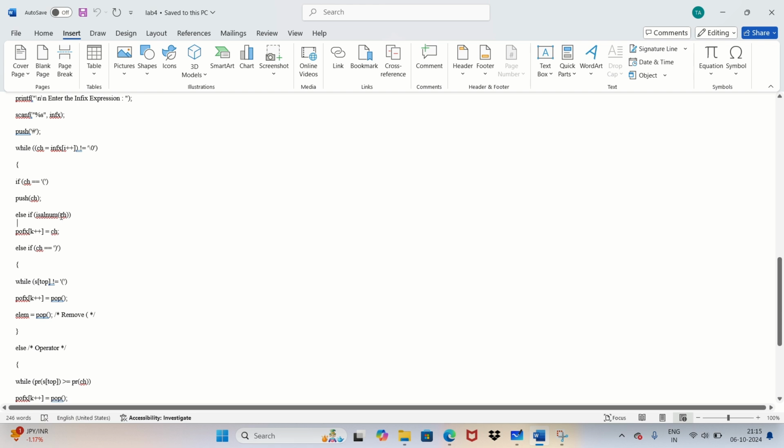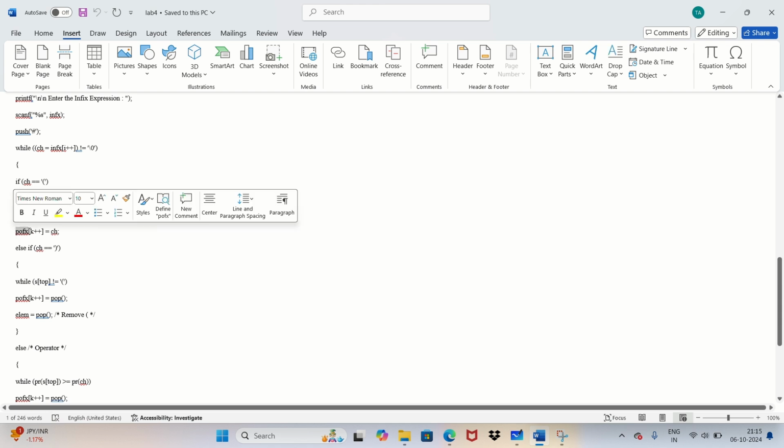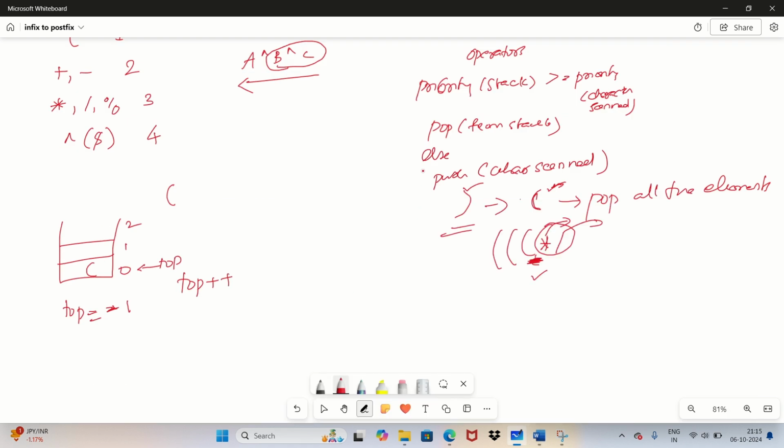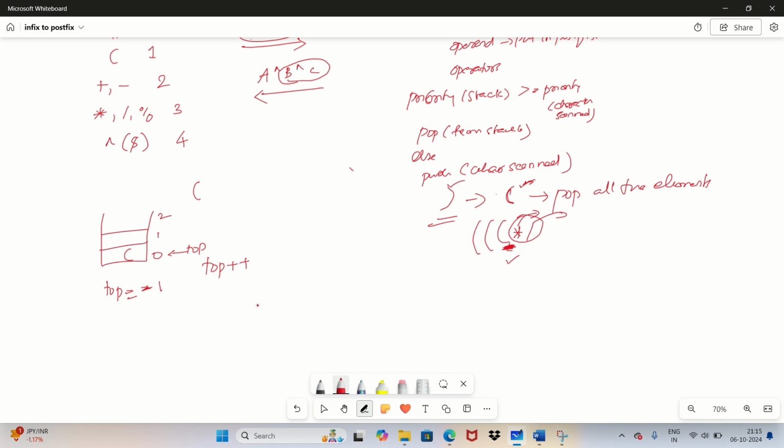Now imagine the case was alphanumeric, that means an alphabet. In that case you just directly copy it into the postfix. Directly copying it into the postfix means you have a postfix array whose indexes are maintained using k, and there you push your character. See, in postfix you're also going to have an array.